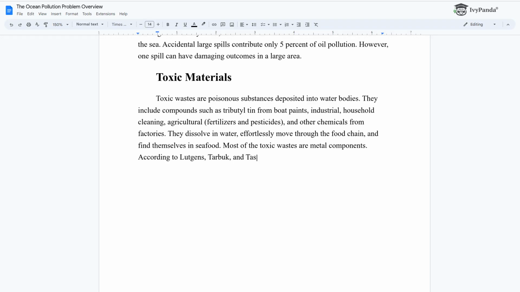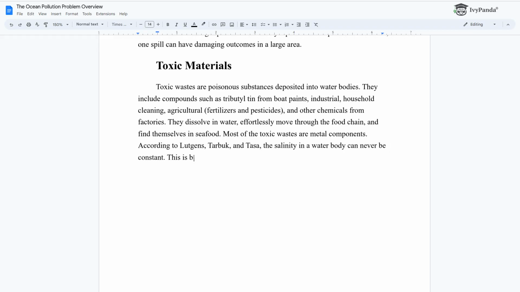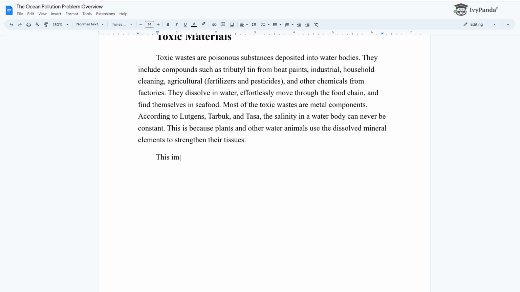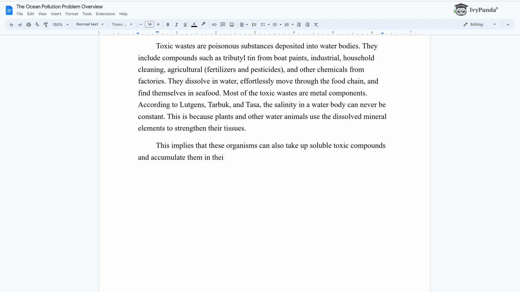According to Lutkins, Tarbuck, and Tassa, the salinity in a water body can never be constant. This is because plants and other water animals use the dissolved mineral elements to strengthen their tissues. This implies that these organisms can also take up soluble toxic compounds and accumulate them in their tissues.